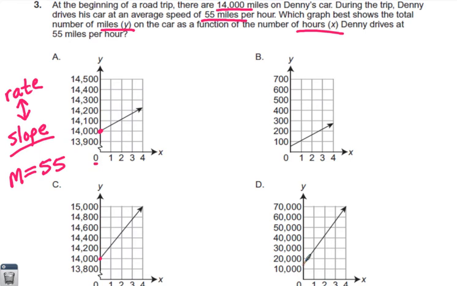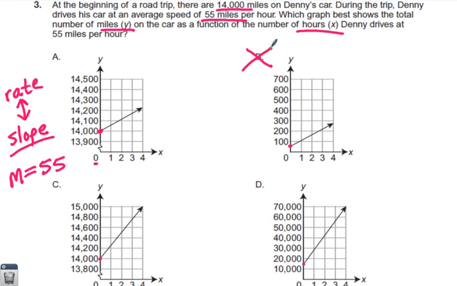This one looks like I definitely can't rule it out. It looks like it's probably true. But, oh, nope. So it's not going to be graph B because graph B is not showing 14,000 miles being the total number of miles at 0 hours driven. Okay?